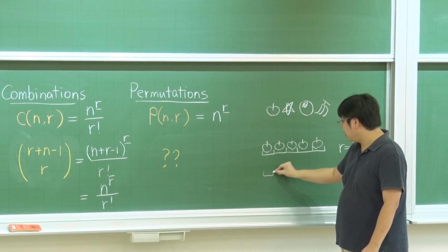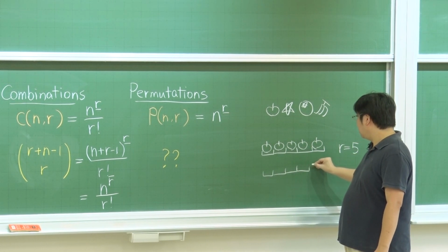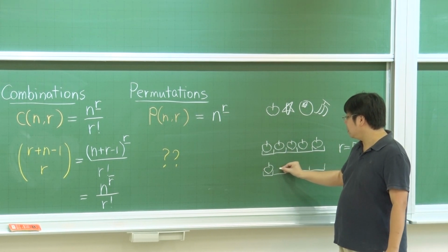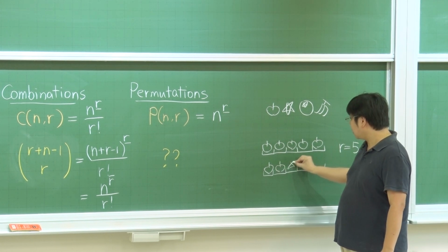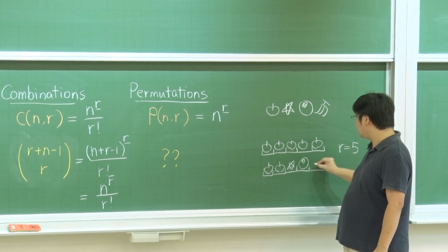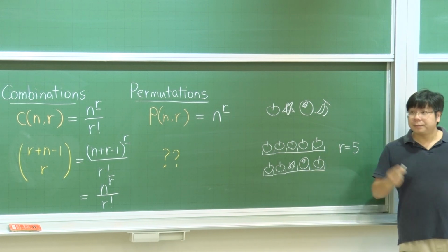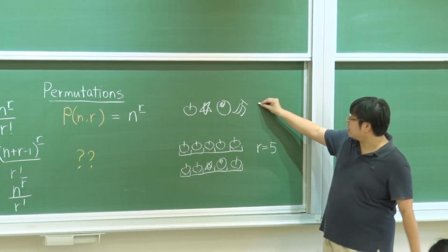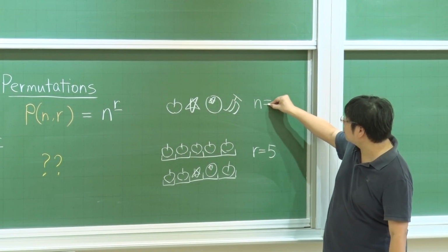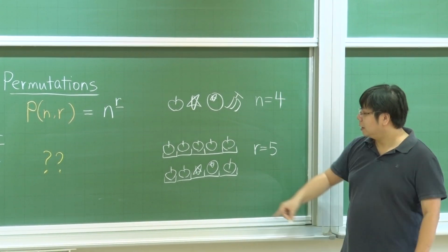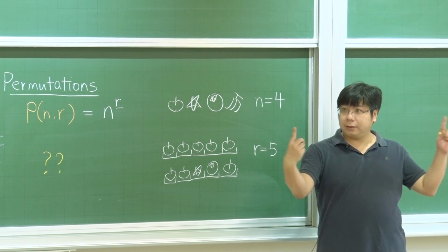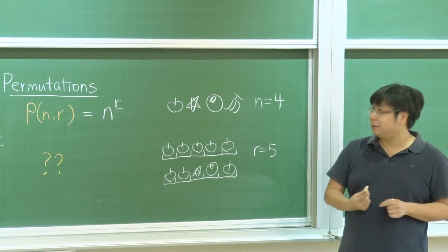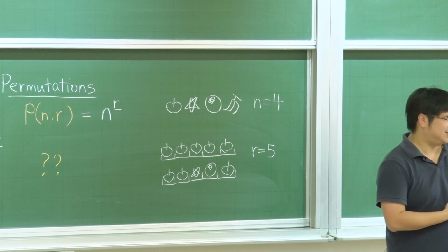Or you may have all of them. You may have this one apple, this one apple, this one star, this one orange, and this one apple. This is also another way. The arrangement matters. So in this case, how many ways are there? There are n types of object, n is equal to 4. Here, r is the length. You are going to choose r objects altogether. So how many ways are there?